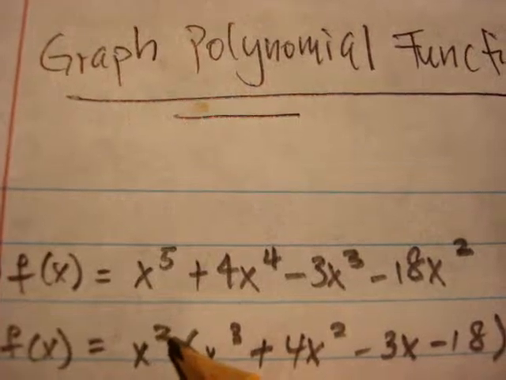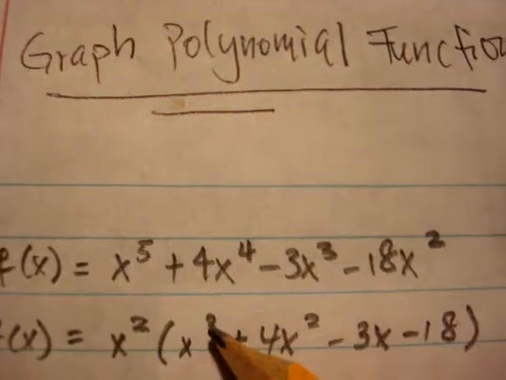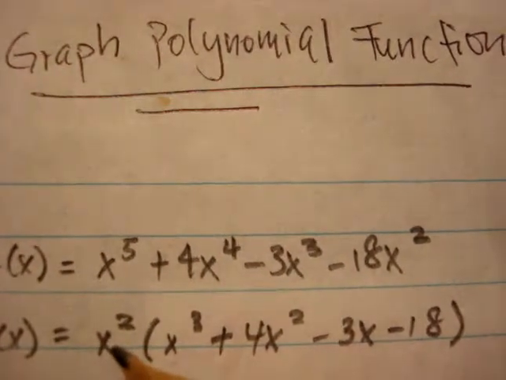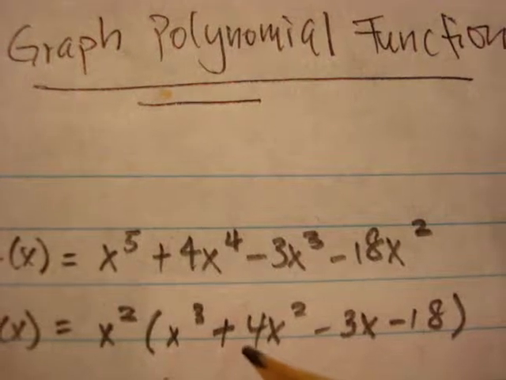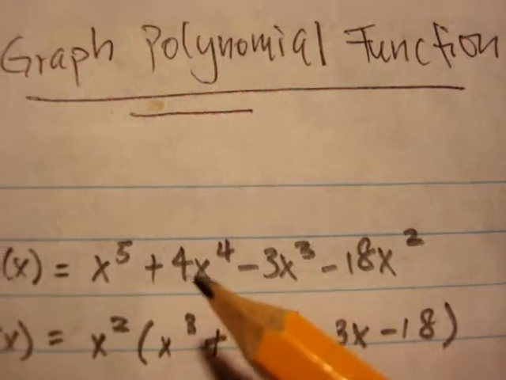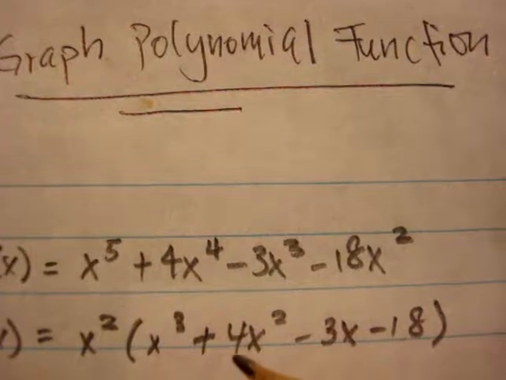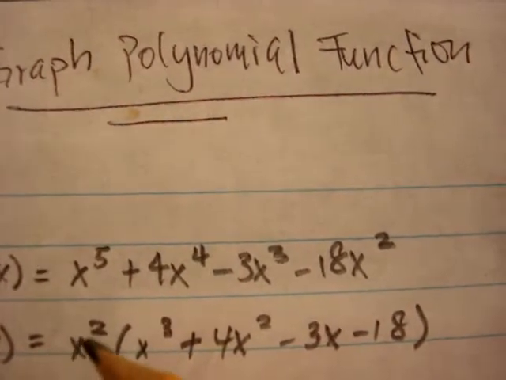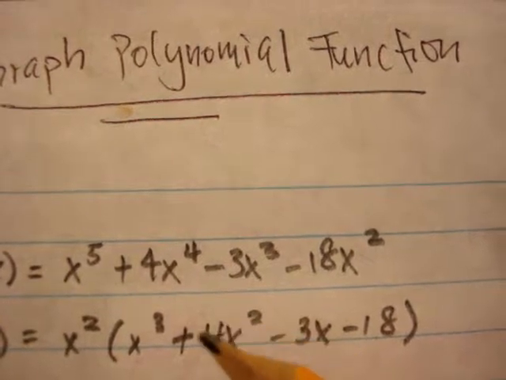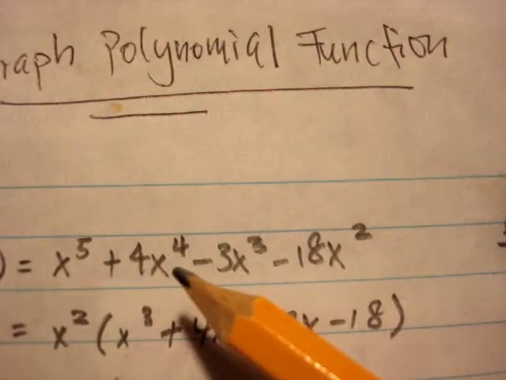So x squared goes in the front, times x to the third, which is equivalent to x to the fifth. Then x squared times 4x squared: you add the degree 2 plus the degree 2, and you take the 4 times the 1, so it becomes 4x to the fourth.